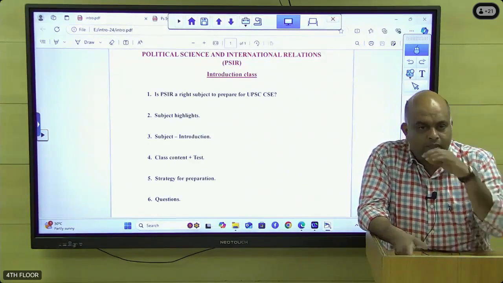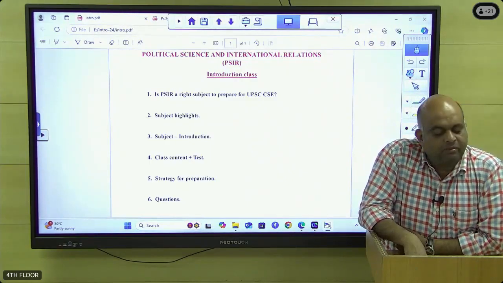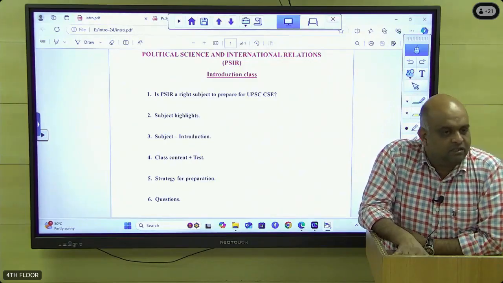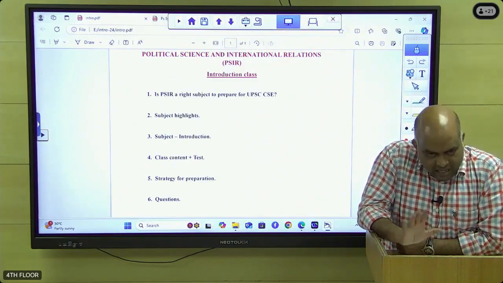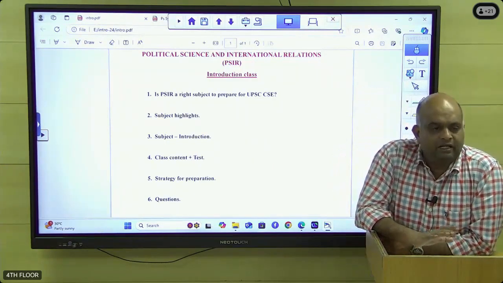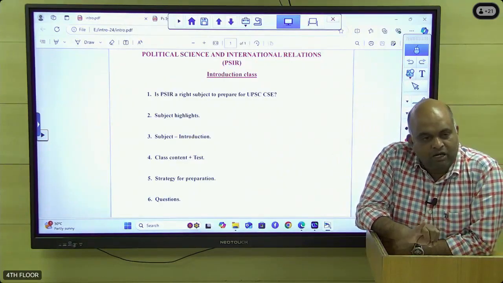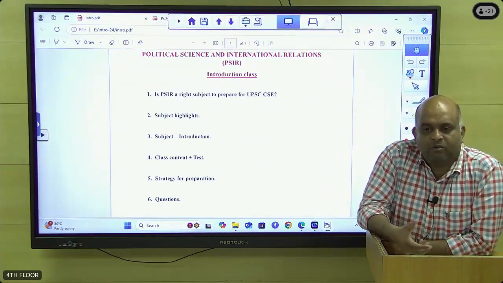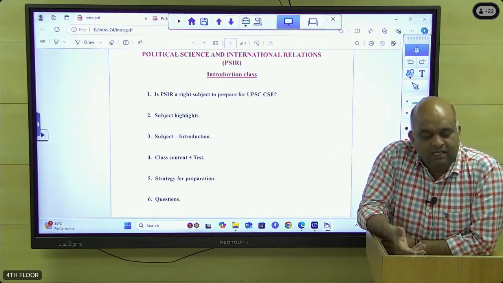So all you have to do is develop a very strong newspaper reading habit. Without a newspaper reading habit, you can't clear the examination. Whatever subject you are taking for GS, newspaper reading habit is important. The same thing is required for PSIR also. You should properly read newspapers and regularly follow a lot of things, particularly the polity part and the bilateral part, the India and the world part. You have to follow it properly from the newspaper. Then only it will be easy.